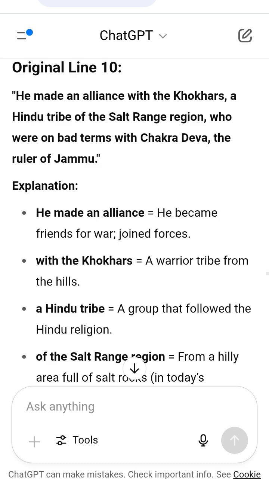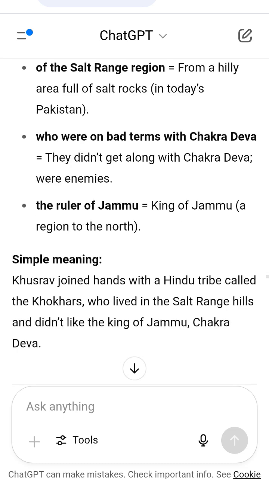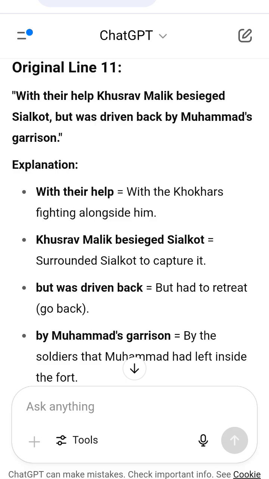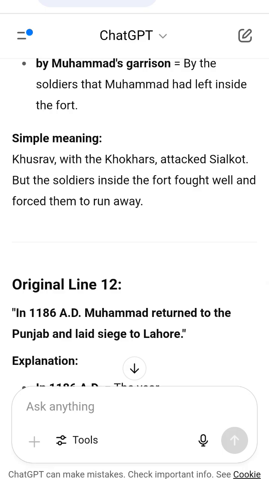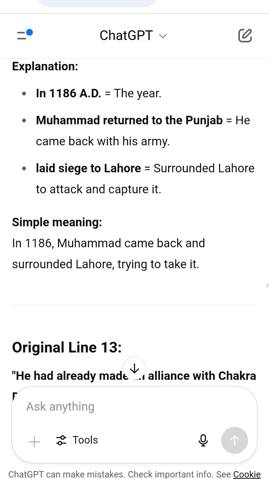Attack on Sialkot, 1185 AD. Muhammad now attacked Sialkot, an important fort city. He looted the countryside, villages and people around the city, captured the fort, repaired it, and left his own soldiers inside to control it.